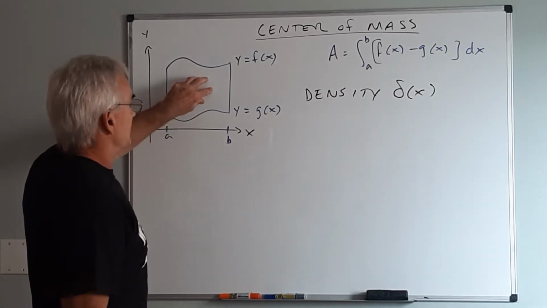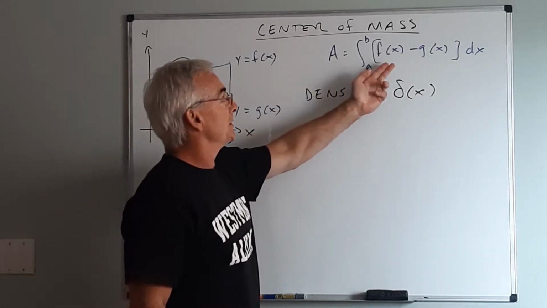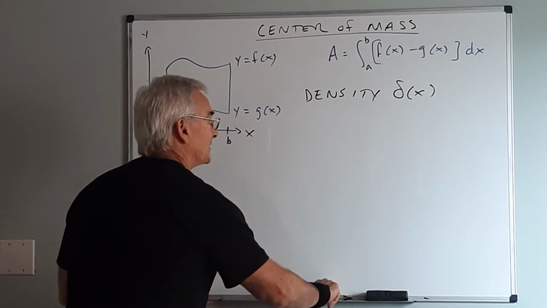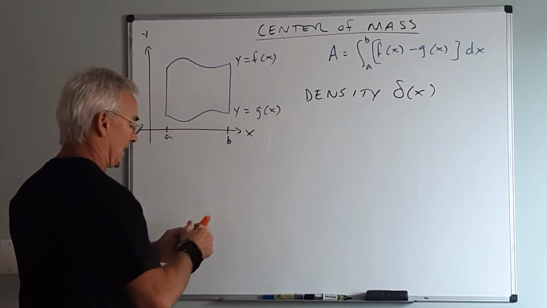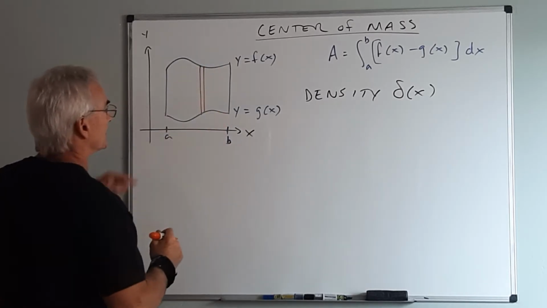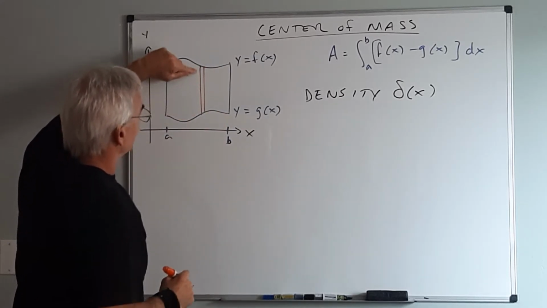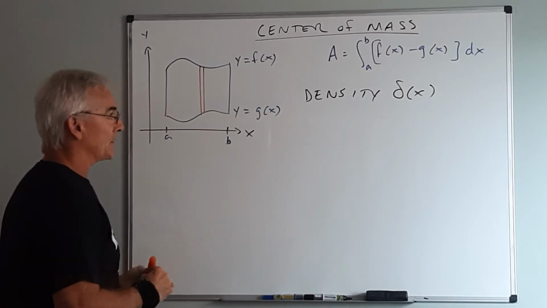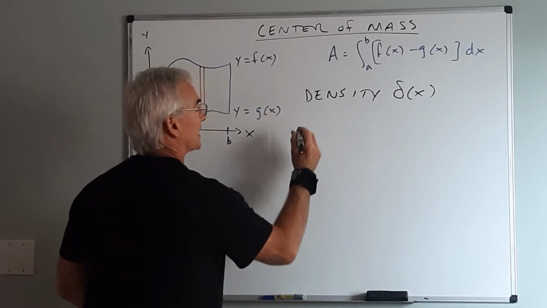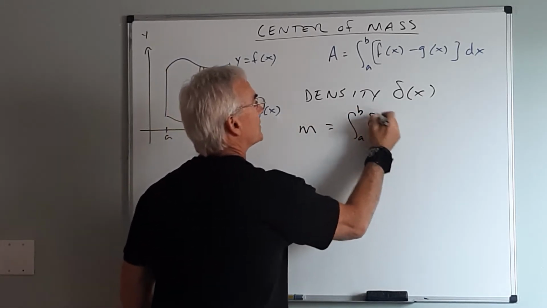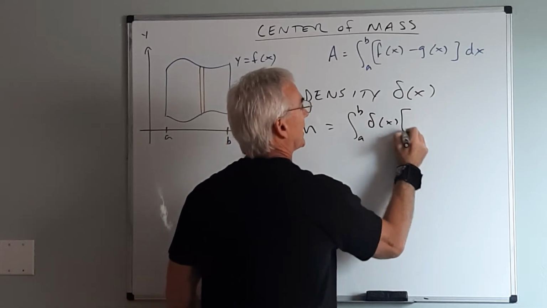Finding the area of this region is rather simple. It's just going to be the integral from a to b of f minus g. But since the density would only change from left to right, when we split this up into small rectangles, we assume that the density going up and down does not change, only left and right. So to find the mass of this shape, it's actually fairly simple. The mass would then just be the integral of the density times the area per rectangle.